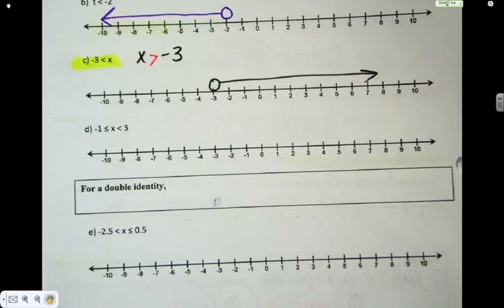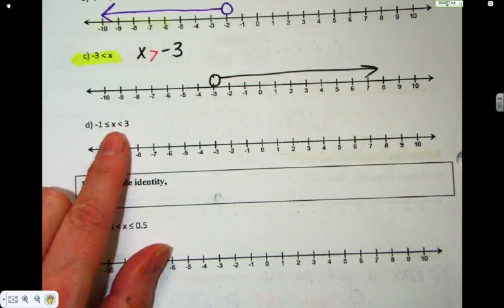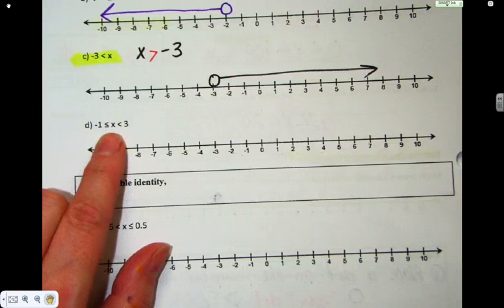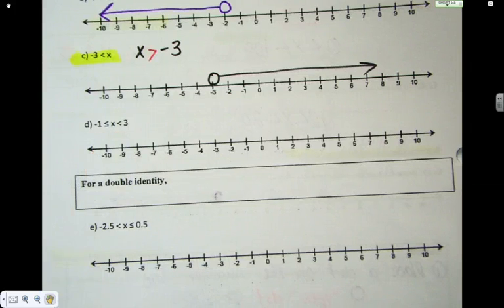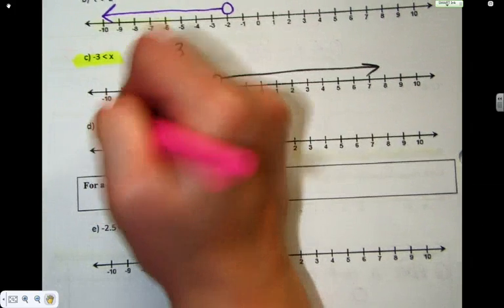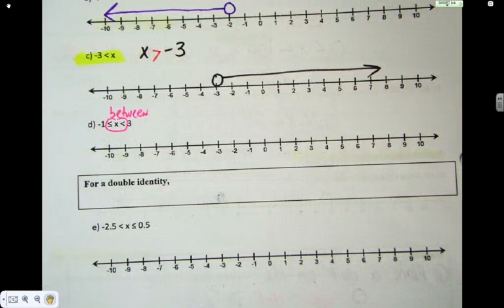D. Funky notation, but it's not going to scare us because we've already talked about this. What does this notation mean? What's the word in English? Between. That's all this means. All of this stuff in here means between. It's telling you we want all the numbers that are between negative 1 and 3.